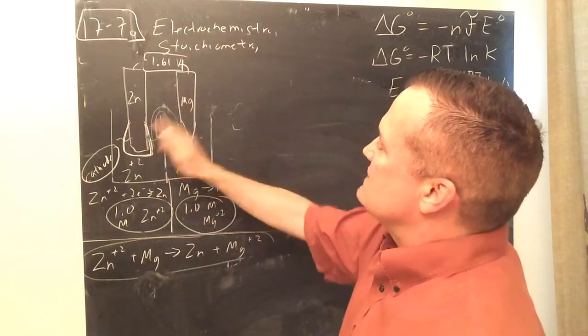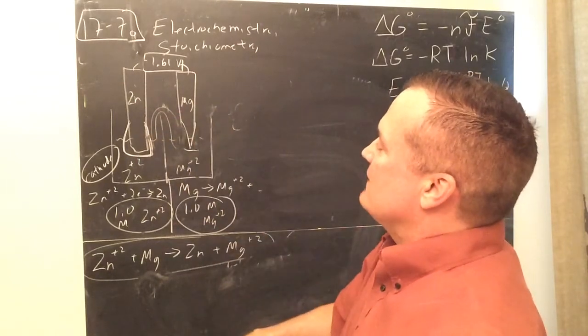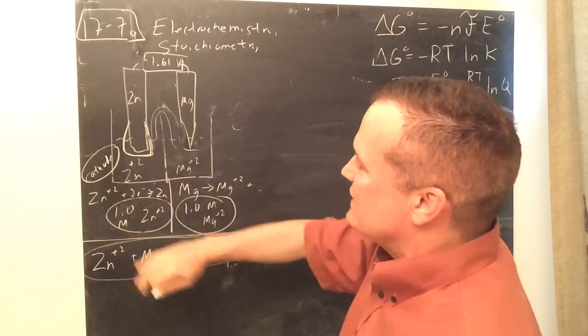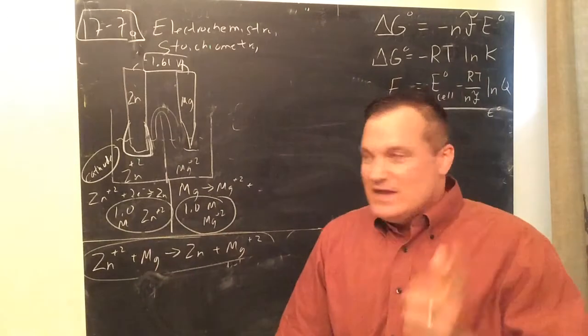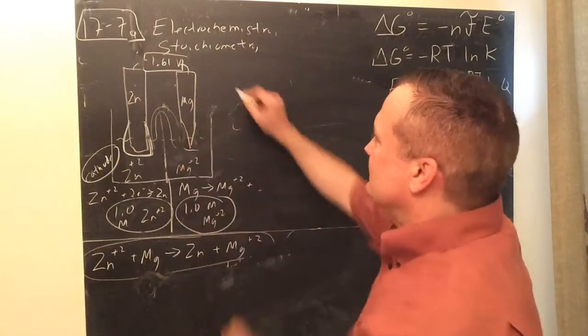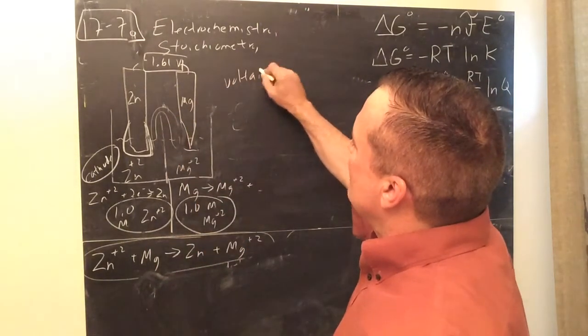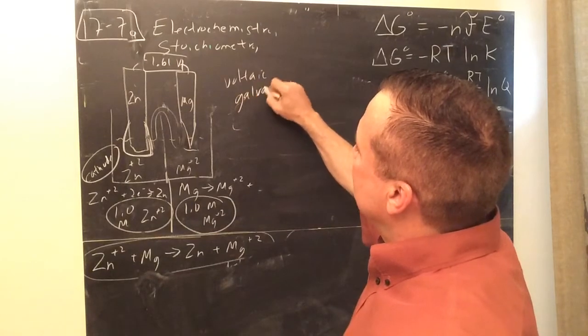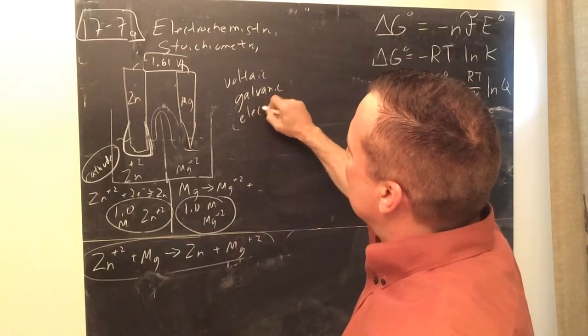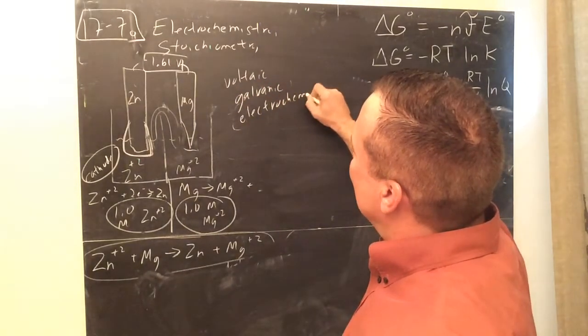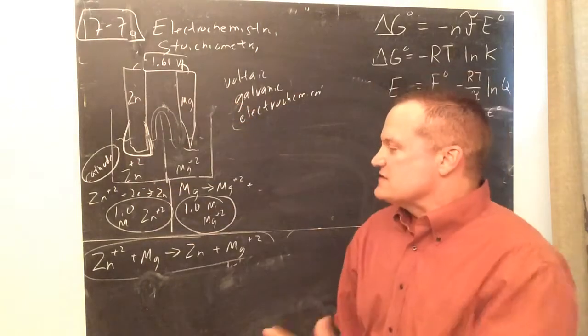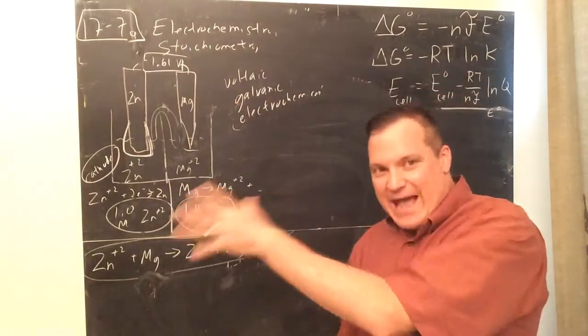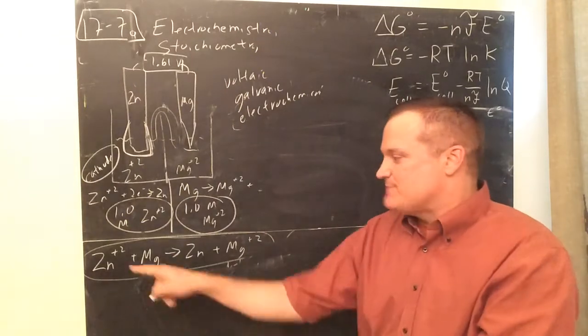Something, and you're going to see something like that with the cell. Nothing is filled in. You have to do that yourself. Okay, this is called a voltaic or a galvanic or even electrochemical cell. This is one in which the reaction that occurs is the one that would be spontaneous.